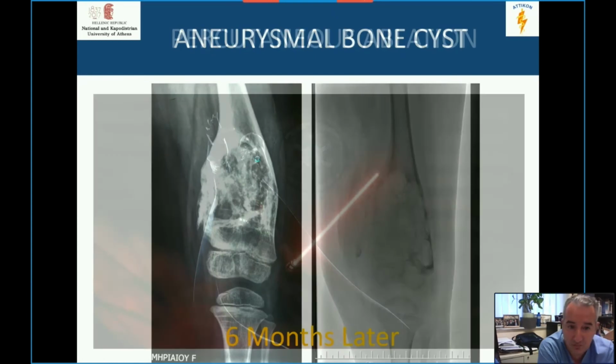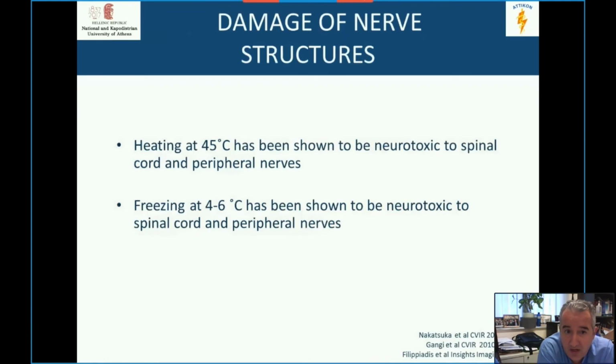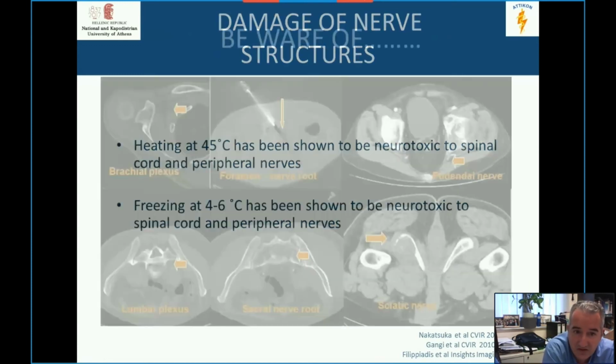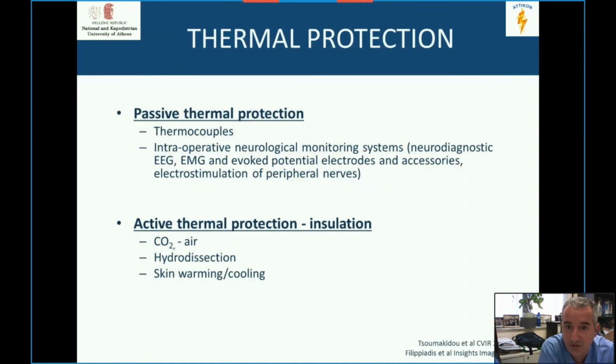without having any symptoms. And despite the fact that we are using percutaneous ablation, and this is a force that can provide good, always there is a dark side in the force. When you are heating, you can destroy spinal cord and peripheral nerves at temperatures over 45 degrees. When you are freezing, the same result, you can have it at temperatures below 4 to 6 degrees. That's why the first thing you need to be aware of is your anatomy. You need to know where your sensitive neural structures are located and try to prevent your ablation zone extending up to this location.